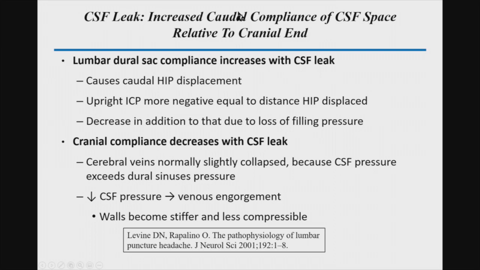Cranial compliance decreases with spinal fluid leak. The veins are normally slightly collapsed, but because the CSF pressure exceeds the dural sinus pressure, you get venous engorgement. The walls become stiffer and less compressible. That is why, in the head, the compliance decreases.